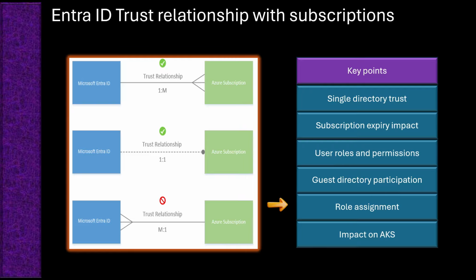When a subscription is associated with a different directory, users who have roles assigned using Azure role-based access control lose their access. Moving your Azure Kubernetes service cluster to a different subscription or moving the cluster owning subscription to a new tenant causes the cluster to lose functionality due to lost role assignments and service principal rights.